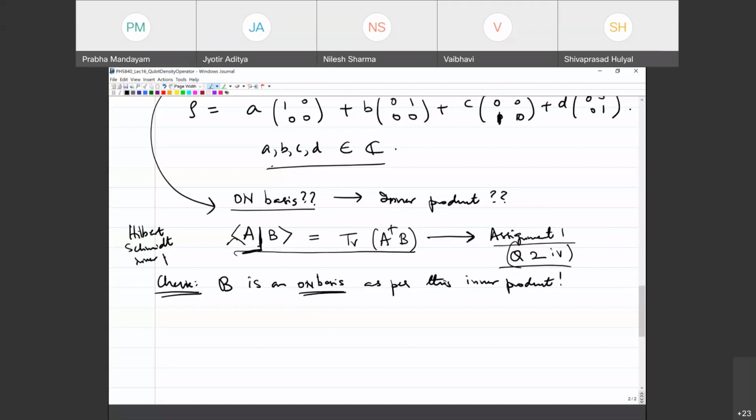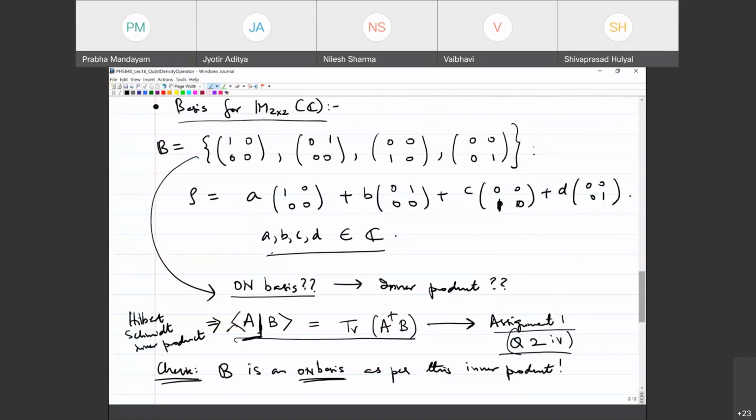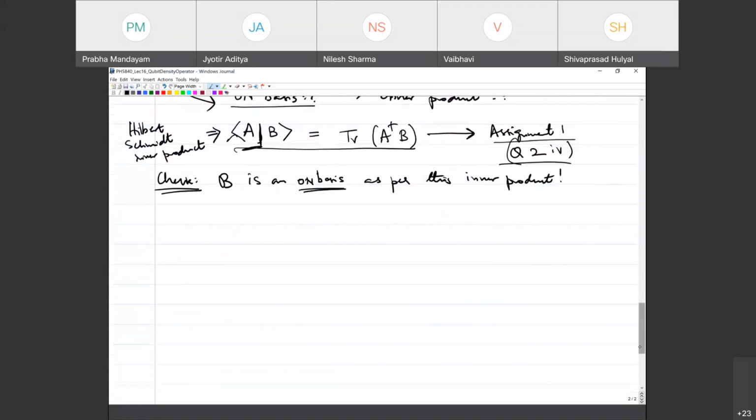For a pair of matrices, because they form a linear vector space. What is more, they form a Hilbert space. They are a linear vector space with an inner product. So we can define the notion of an orthonormal basis here, and this simple basis is also an orthonormal basis. But the basis that we are interested in is the basis that you showed in question 2 of the assignment, which is the Pauli basis.